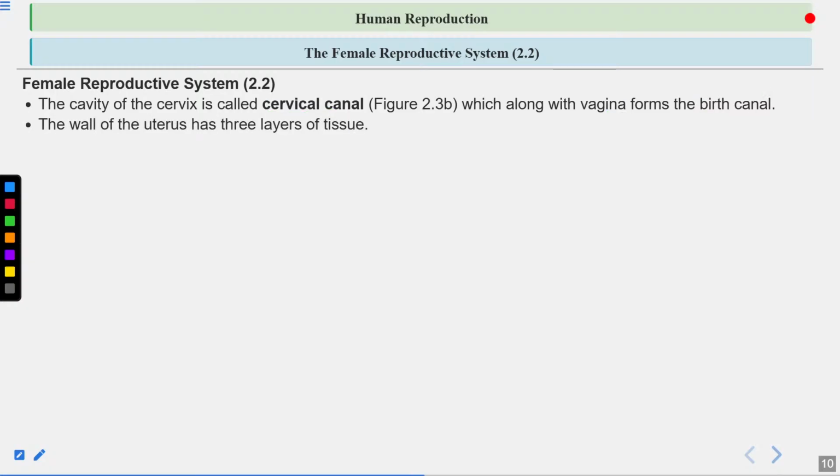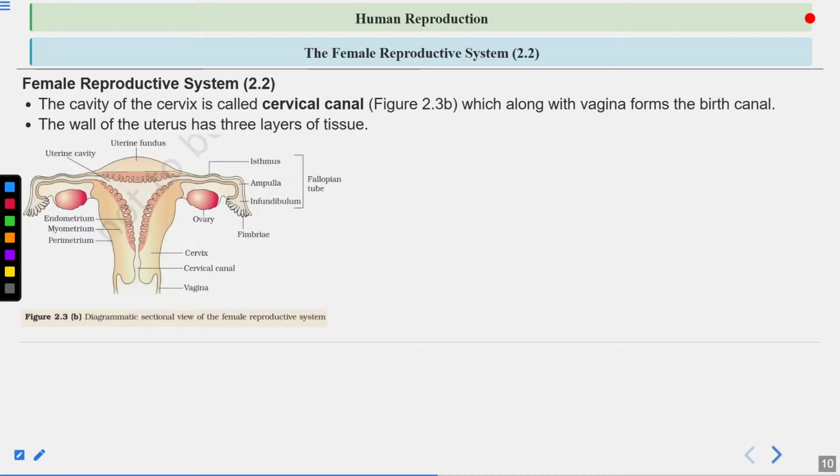Now the wall of the uterus has 3 layers of tissues. Let's talk about the wall of the uterus. The outer one is known as the perimetrium and it is membranous. Then the middle one is made up of smooth muscle tissues and is known as the myometrium, and the innermost is known as the endometrium. It is made up of glandular tissue. Clear? So we were talking about the parts of the fallopian tube: infundibulum, ampulla, and then the last one is the isthmus. The isthmus leads to the uterus or the uterine cavity.